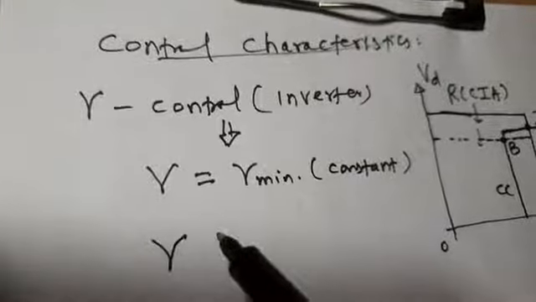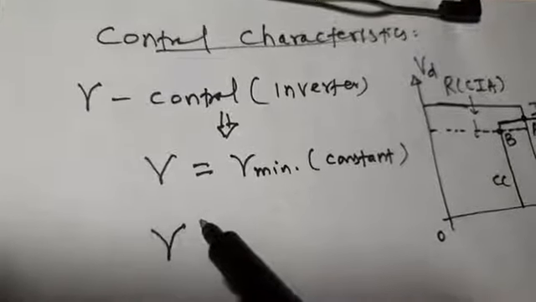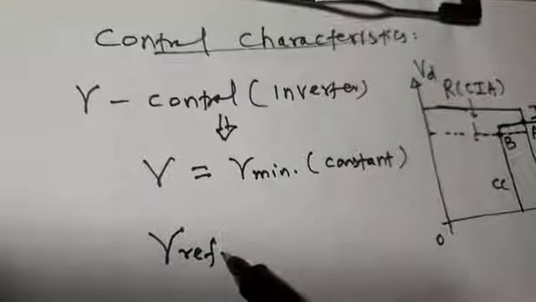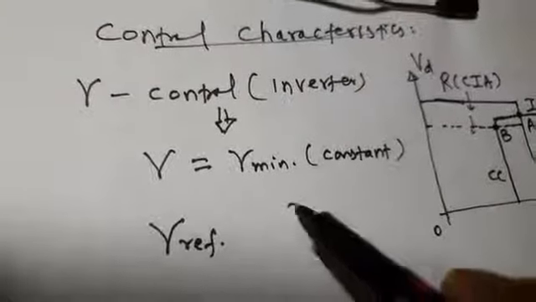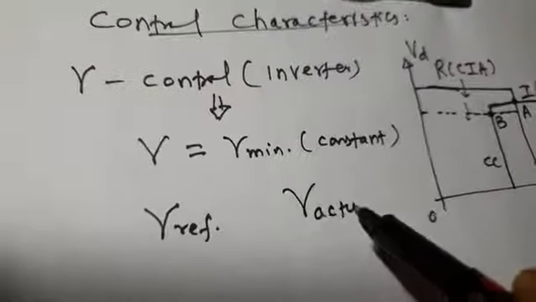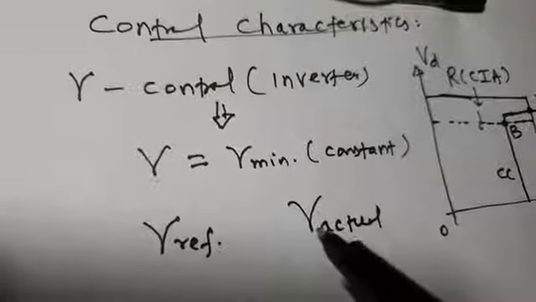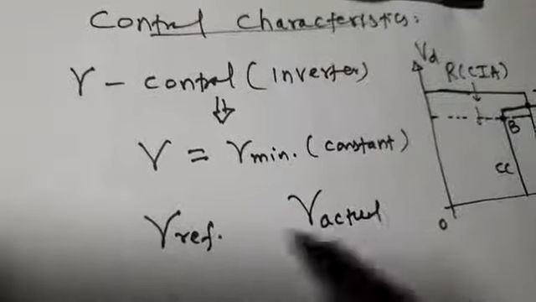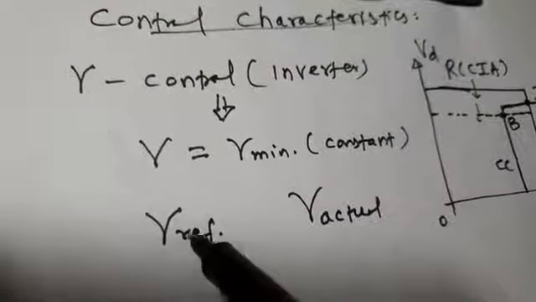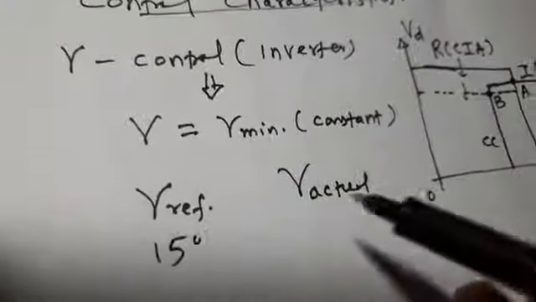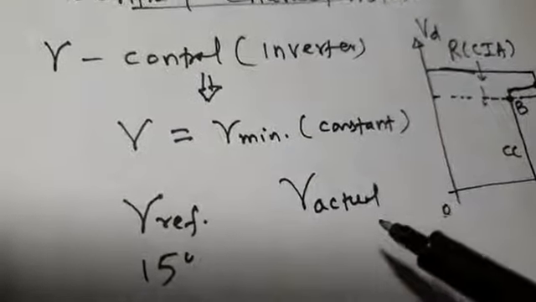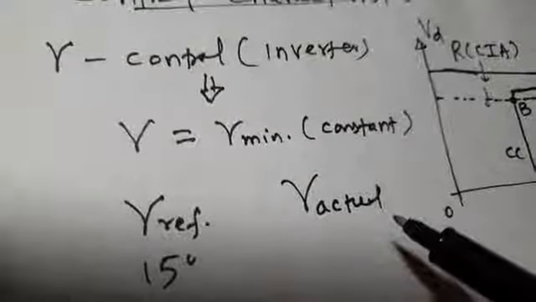So therefore in the control logic circuit, or in the controller, you have gamma reference, which is maybe around 10 to 15 degrees, and you have gamma actual, and your controller always makes gamma actual follow gamma reference. I mean, say your gamma reference is 15 degrees. Let us suppose due to a fault condition on the inverter side, the inverter voltage has collapsed.